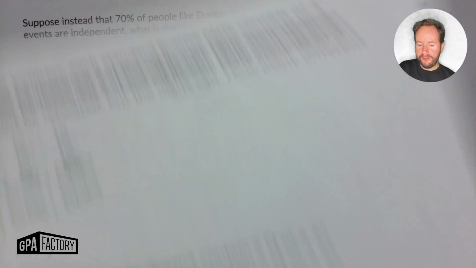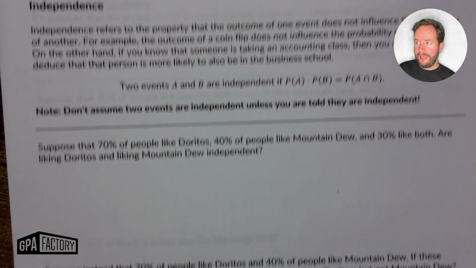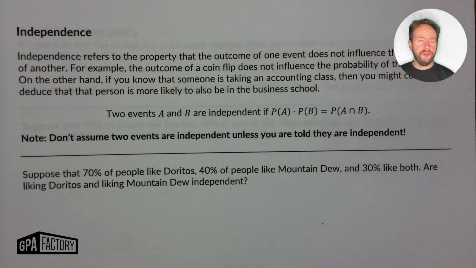All right, we're done with counting. Moving on to independence. Independence refers to the property that the outcome of one event does not influence the other. So for example, if you know the outcome of one coin flip, it doesn't change the outcome of the next coin flip. But on the other hand, if you know that someone's taking an accounting class, you might be more inclined to believe that they're probably in the business school. So those events are not independent.